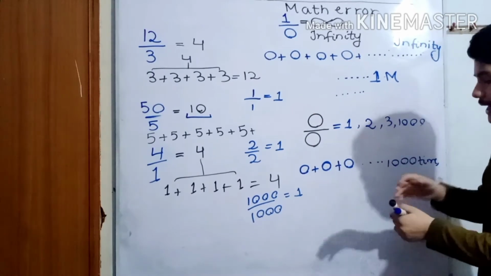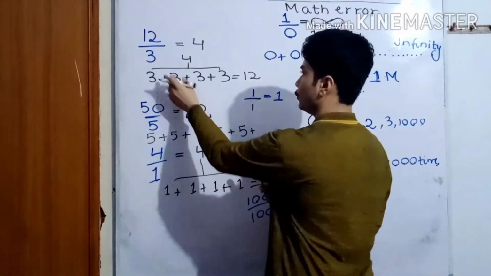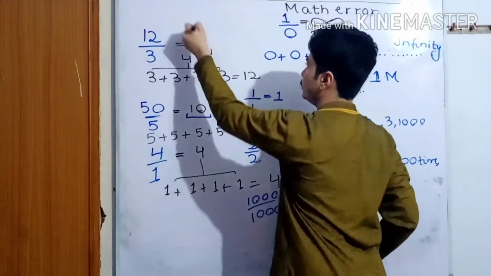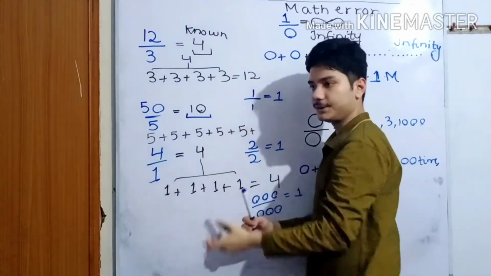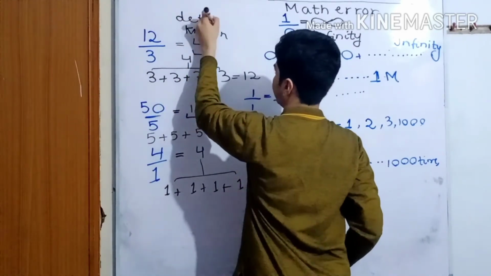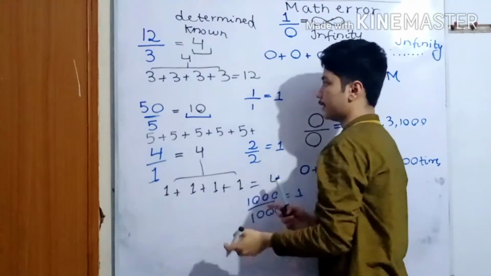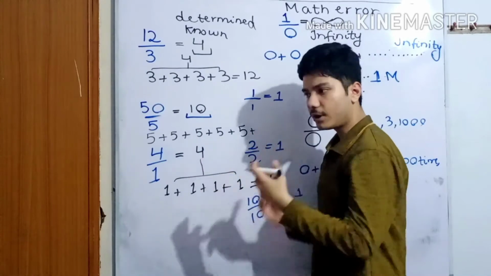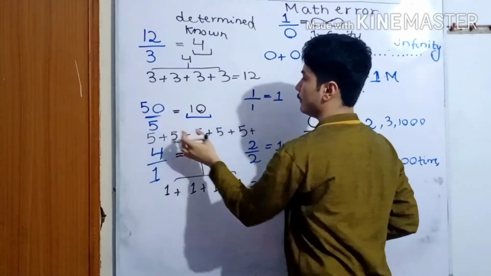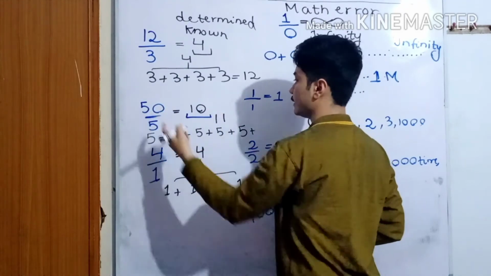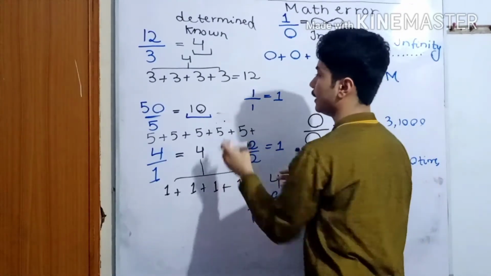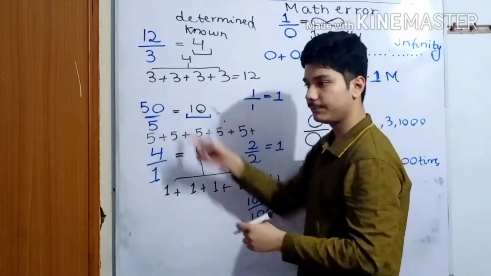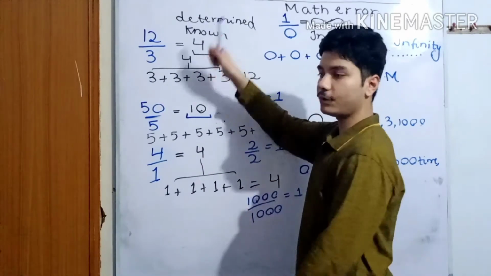As you can see here, you only have to add this number 4 times to get the number 12. So this value is known. In other words, you can say it's determined, that we know about it. If you add this number 5, 10 times, you will get the answer 50. It is not correct that if you add this number 11 times, you will get the answer 50. No, that will be another number, it will be 55. You have to add the number 5 10 times in order to make 50. So the value is determined or known.